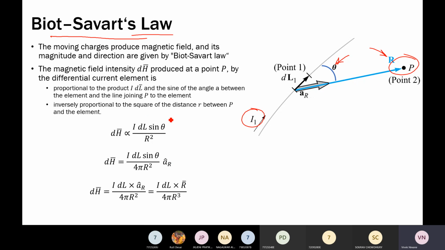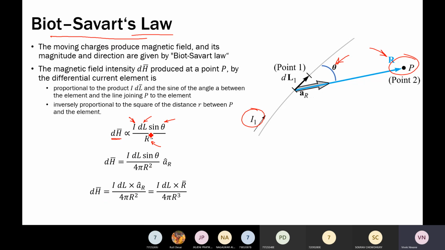Okay, so we do have some observations. Do remember that this is empirical, that is, an observation formula. The magnetic field intensity generated is directly proportional to the amount of current, directly proportional to the length, directly proportional to the sine of the angle between the two, and inversely proportional to the square of the distance between them.